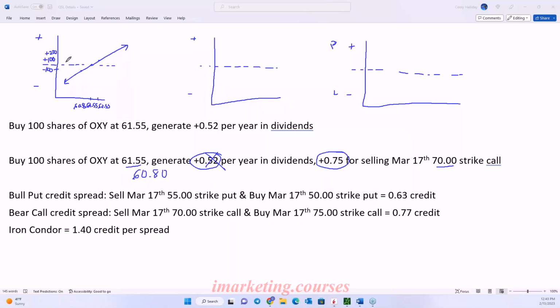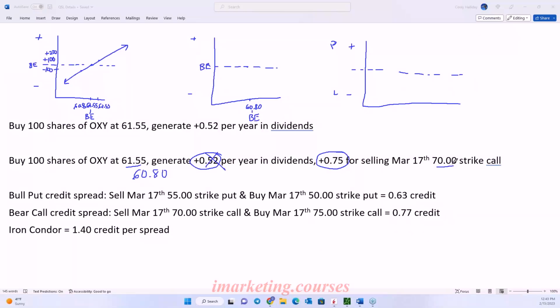So see how this one has a break even. That's what the dotted line is, the break even is 61.55. Here we'll have a break even of 60.80. So watch this. Our break even is 60.80 instead of 61.55. Let me kind of highlight that. Break even to the left. And so watch what happens here.